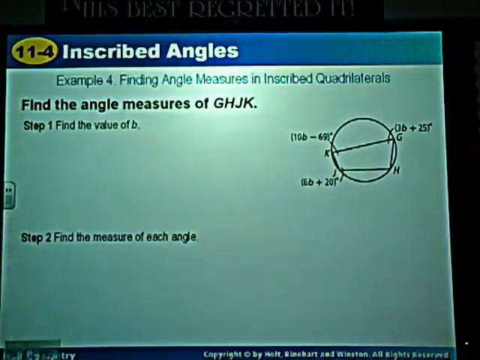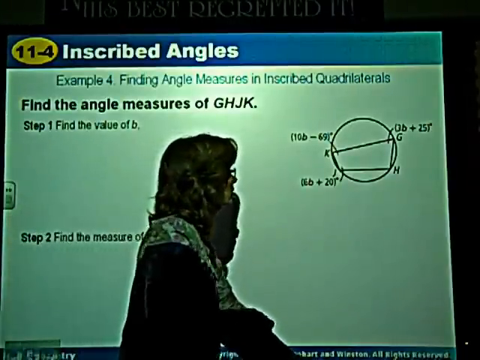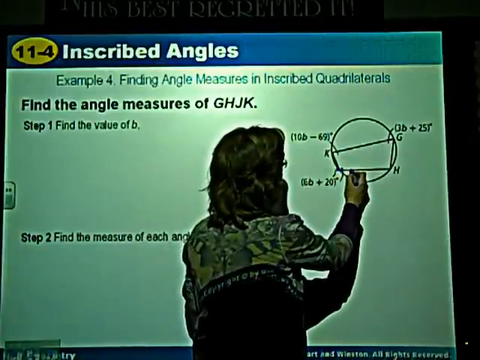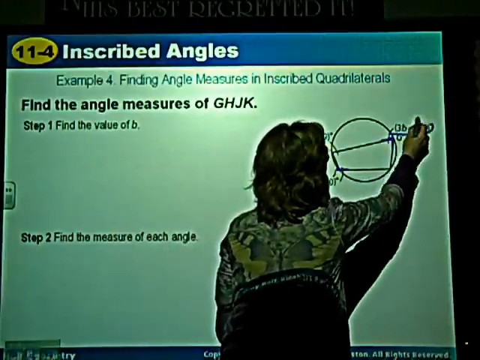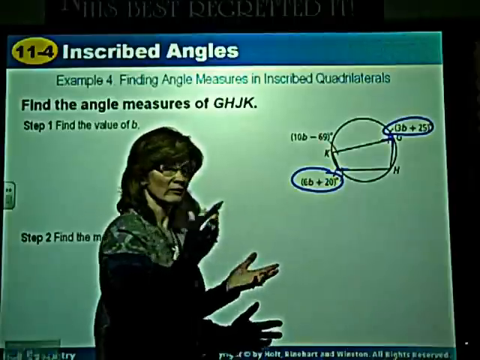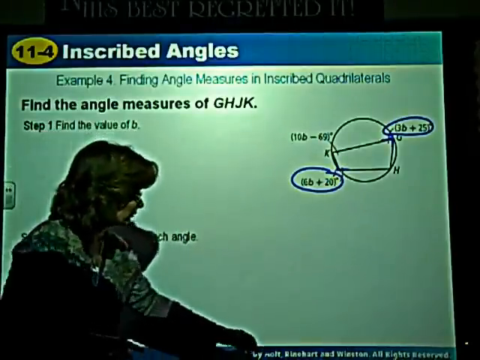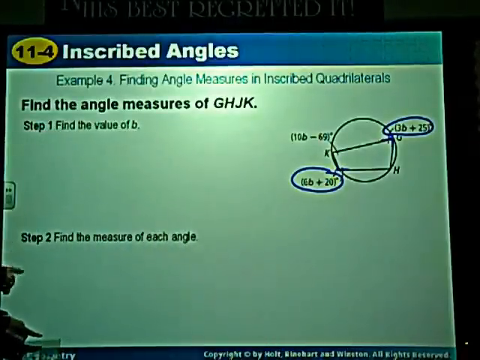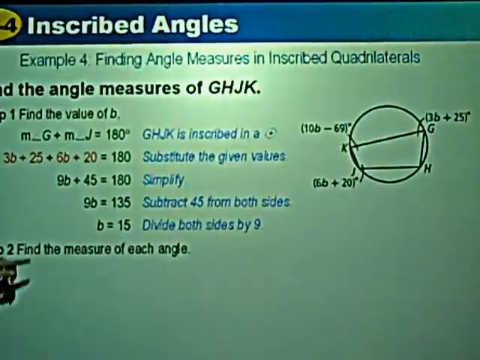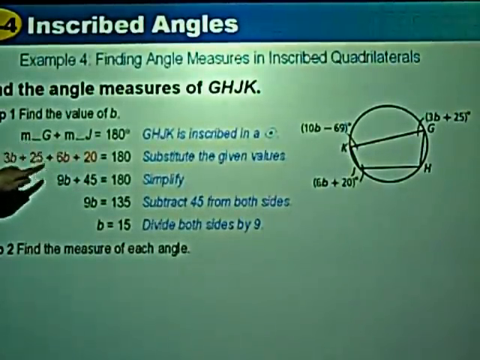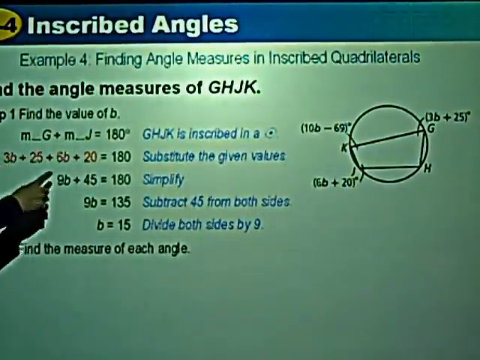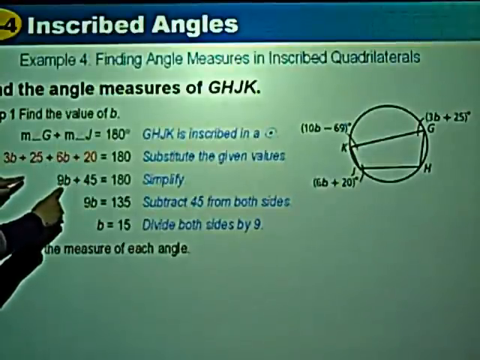Okay? So to find angle measures, you get something like this. Just find 2 angle measures that they gave you an expression for. So I would think, okay, this and this are opposites. So this plus this have to equal 180 degrees. So to find the value of B, set those two angles equal to 180. Simplify. Remember to add your like terms.